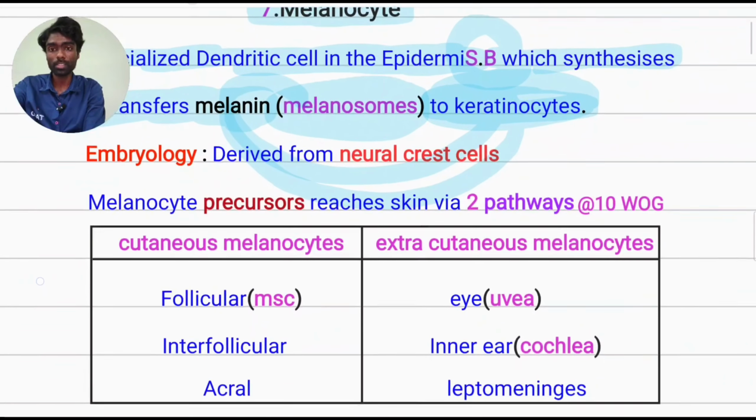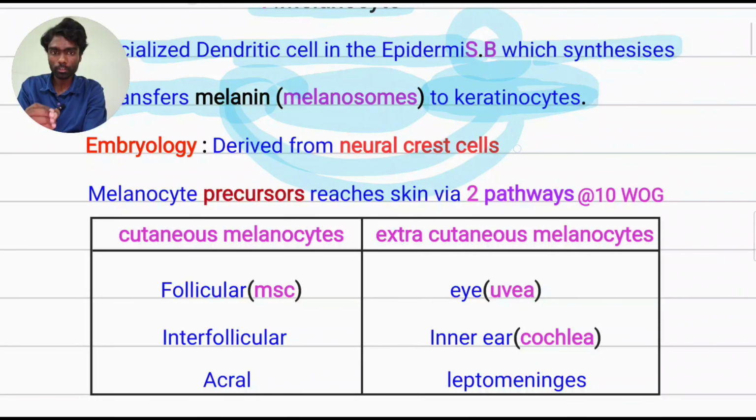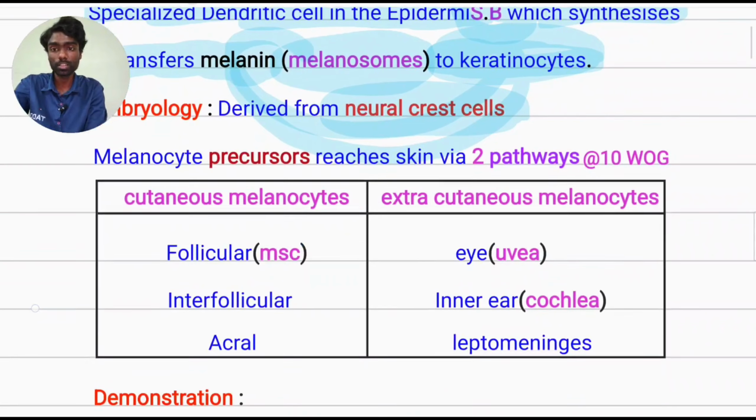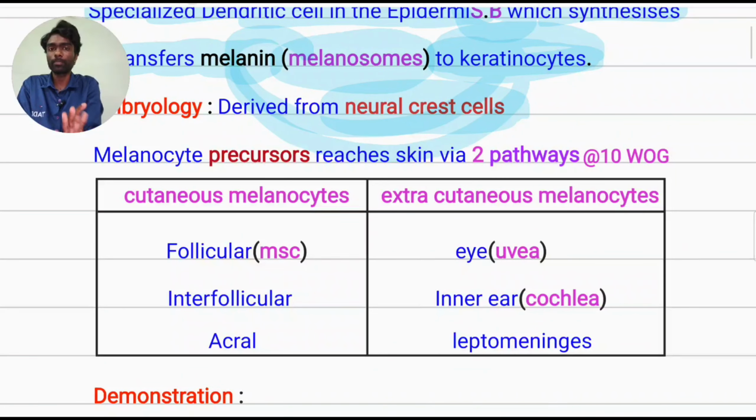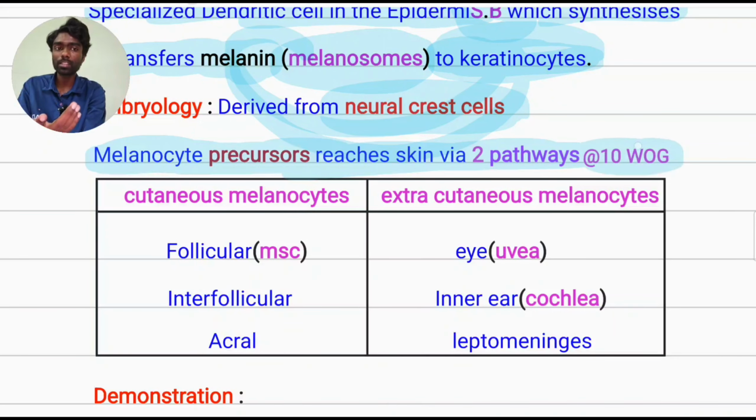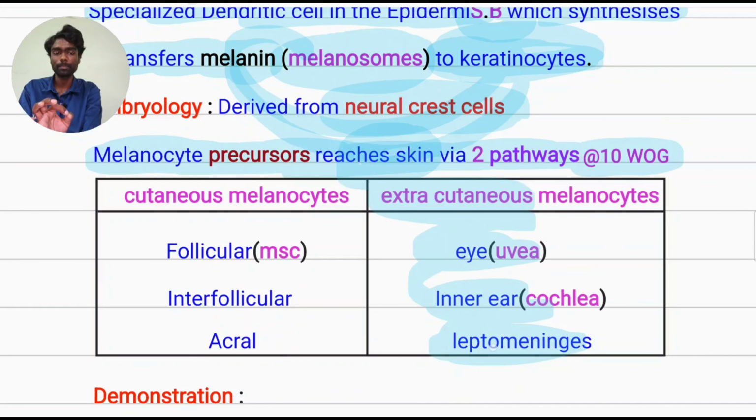Coming to embryology, melanocytes are derived from neural crest cells. They will reach the skin via two pathways. One is dorsolateral, another one is ventral pathway. To see the embryology in detail, you have to go and watch my full video on melanocyte. These melanocyte precursors reach the skin via two pathways at around 10 weeks of gestation. They will not only reach the skin, they will reach certain extracutaneous sites like the eye, inner ear and leptomeninges.